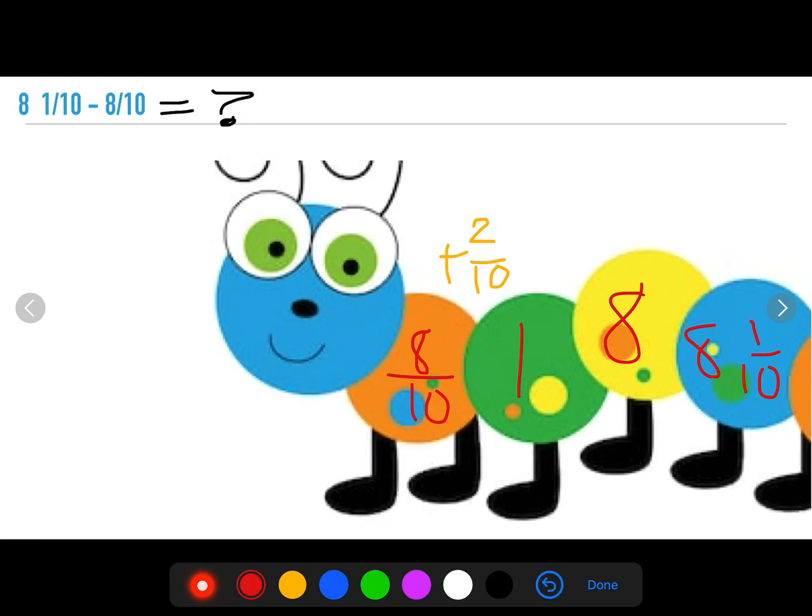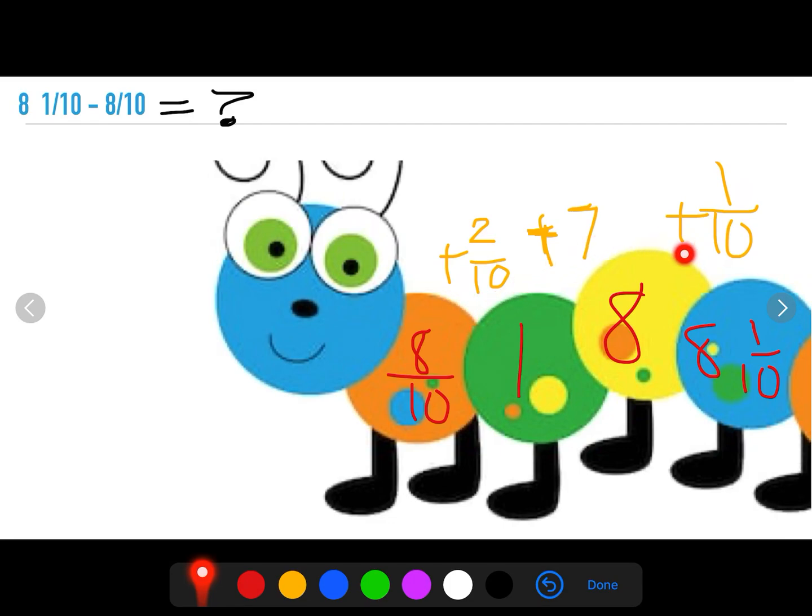Awesome job, 8 wholes. Now I'm able to add 1 plus blank equals 8. Do you know what that blank is? Awesome job, it's 7 wholes. So you guys, now my entire centipede's body is filled in. However, I'm still missing one tiny detail between 8 and 8 1/10. What do I need to add to 8 wholes in order to get 8 wholes and 1/10? You're right, I need to add 1/10.